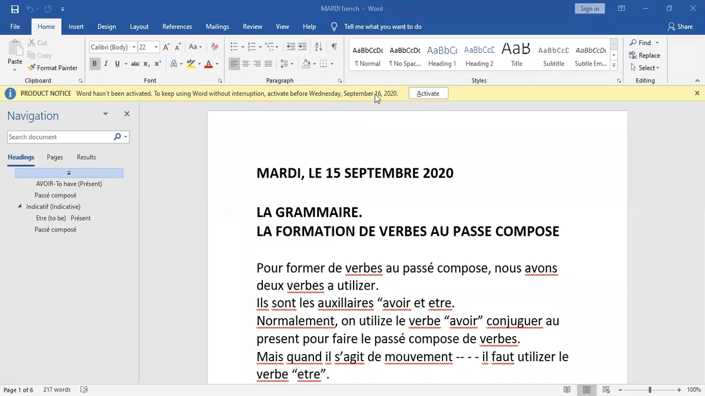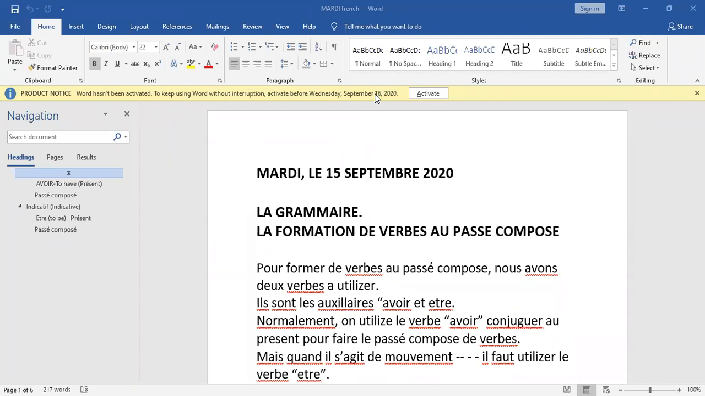For you to change a verb into the past, remember I said that we use auxiliary verbs. And these auxiliary verbs are known as helping verbs. They are two, avoir and être. Avoir and être. Avoir is used when the verb does not involve movement. That is to say, is not a movement verb.